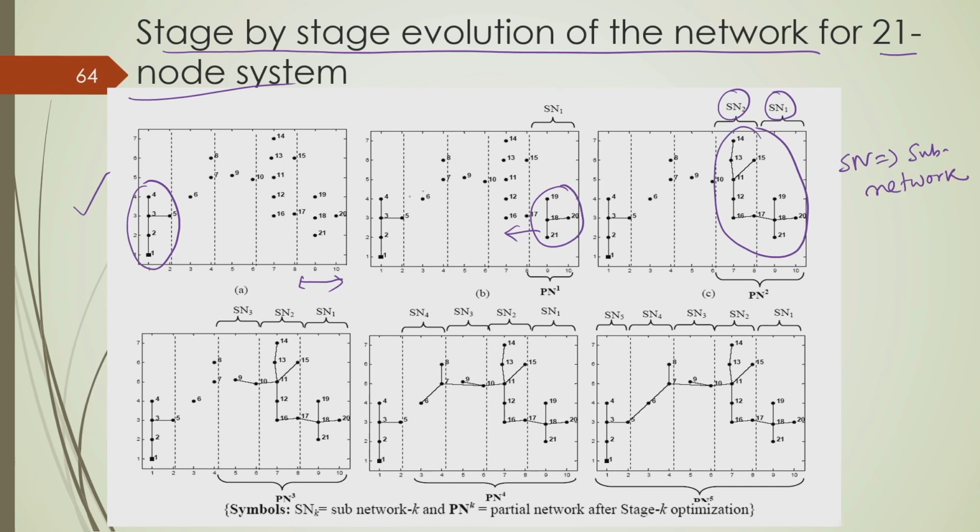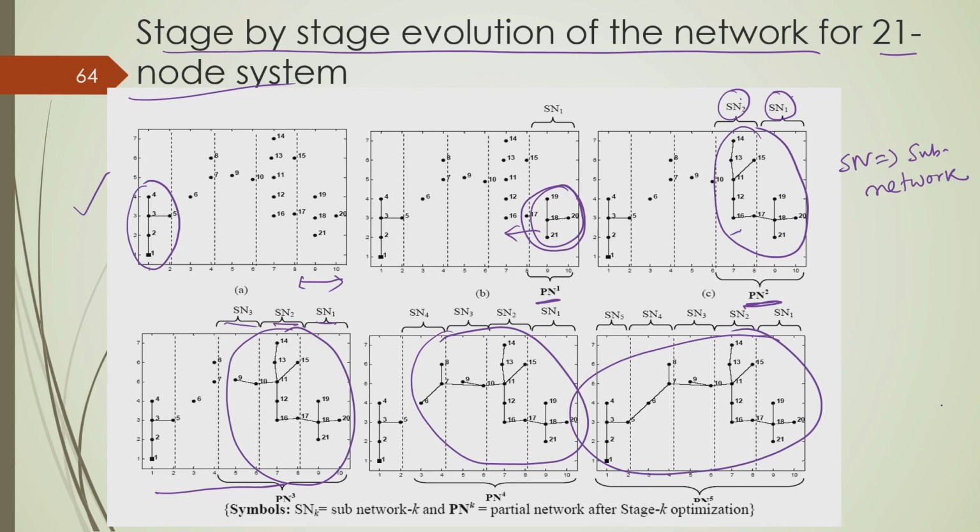So, we first determine SN1 in this stage of optimization, then we get both SN1 and SN2 in the next stage, and this is submitted to the next stage, where we get the sub network which consists of SN1, SN2, SN3, and then finally we get the full network. So, this is how you can see the network building up, by using the philosophy of dynamic programming.